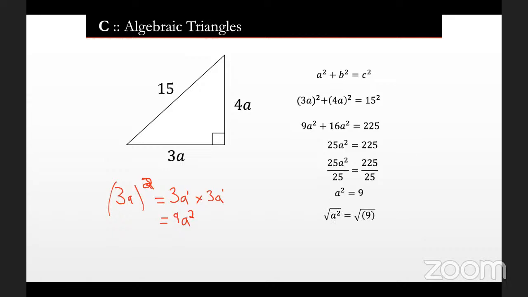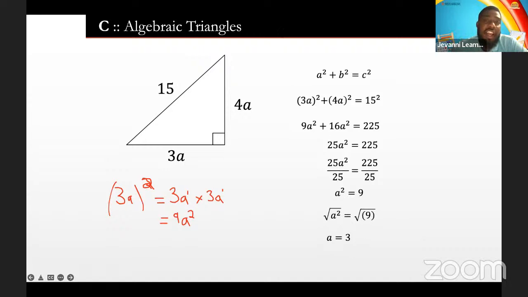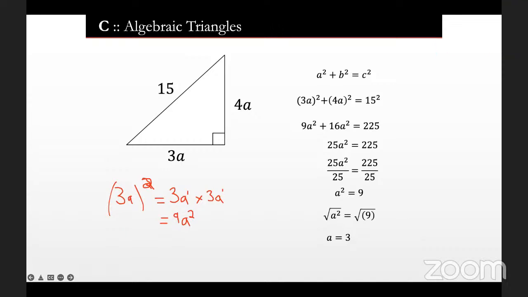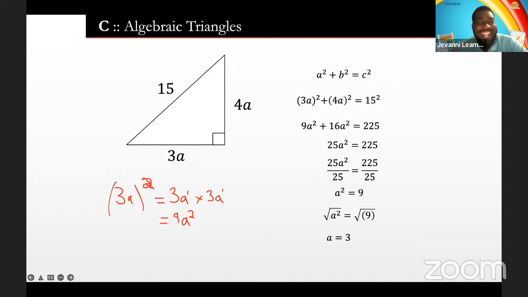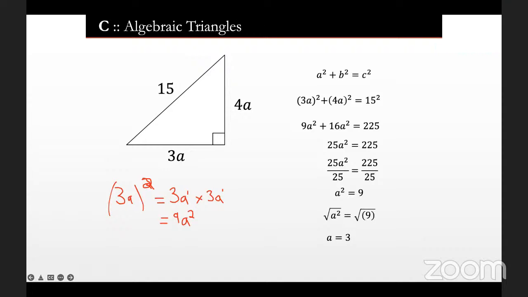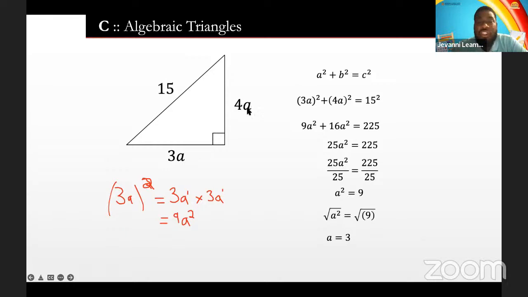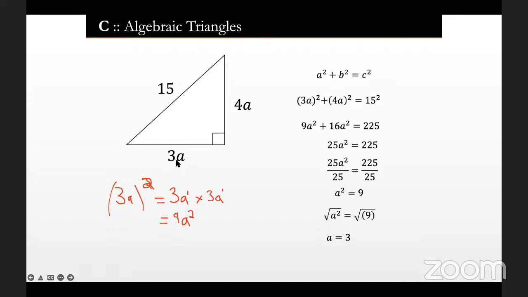I'm glad. So 25 a squared divided by 25, leaving us with a squared. 225 divided by 25, giving us a value of 9. And then you would do what? Find the square root of both sides. Great. And the value of A is actually 3. Not 3 units, it's 3. The entire thing will be the units when you calculate. So you would have 4 multiplied by 3, and you get 12 units on this side. 3 multiplied by 3, and you get 9 units on the base.